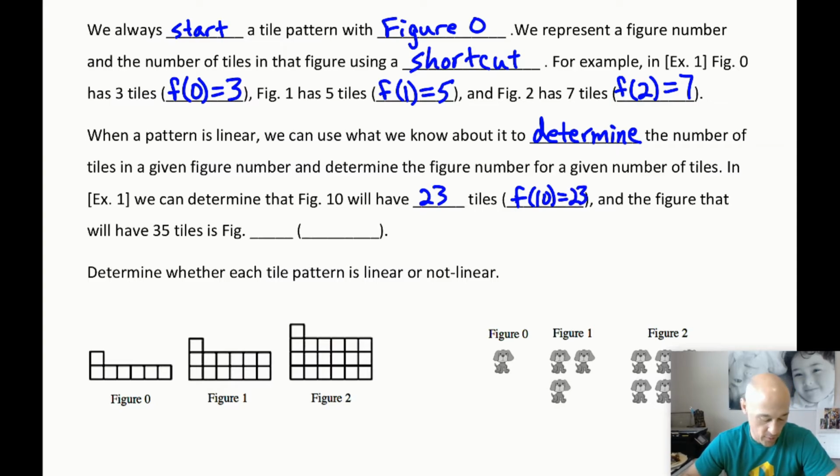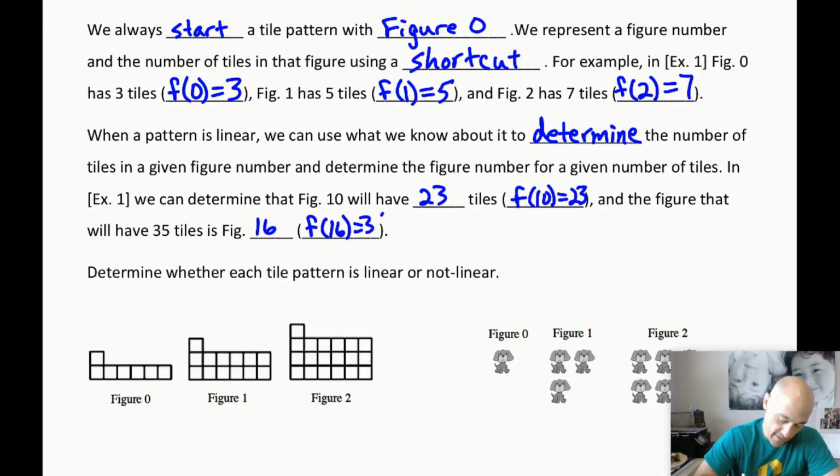And the figure number that will have 35 tiles is figure, so let's see. Which figure number will have 35 tiles? If we take 35 and we subtract 3, that's 32. And then divide by 2, 32 divided by 2 is 16. So figure 16 will have 35 tiles.